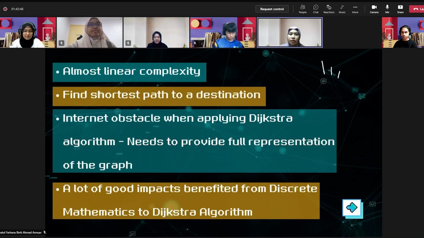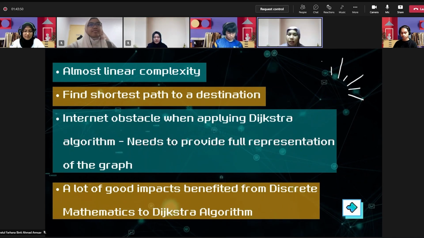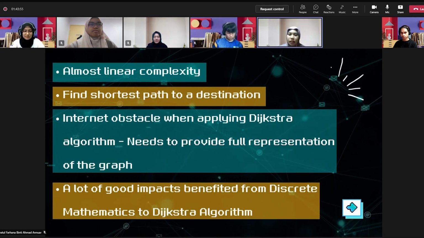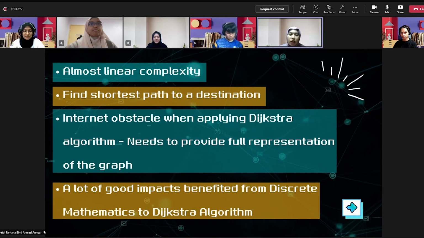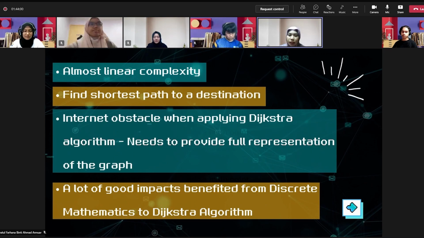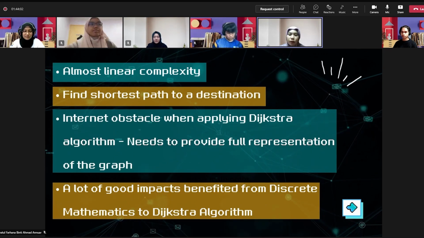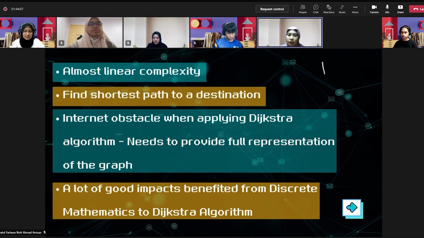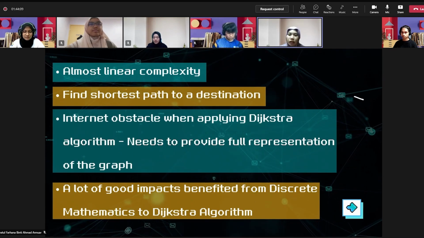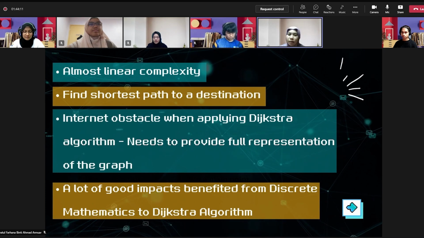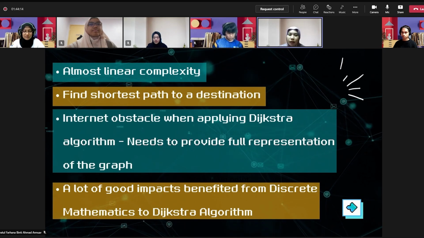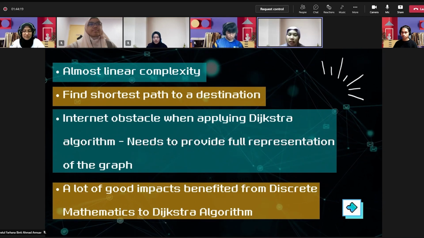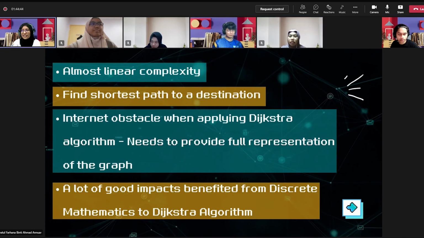Next, to conclude, the Dijkstra algorithm has a lot of advantages that can benefit us in real life. It has almost linear complexity and can find the shortest path to a destination. However, the obstacle while implementing the algorithm on the internet is we need to provide a full representation of the graph to execute the algorithm. All in all, we can learn a lot of things in discrete mathematics that can be applied to our daily life. With the existence of the Dijkstra algorithm, humans can find the shortest path to the destination that could save their time. That is all from us.